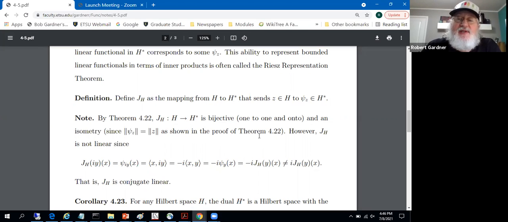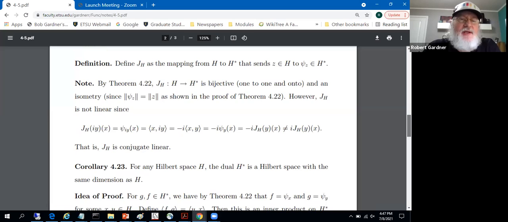And as we would see going through the proof of Theorem 4.22, we will have a corrected proof of it in the supplements, that the norm of psi sub z equals the norm of z. In other words, J sub H is an isometry. This input z that would go into J sub H has a certain norm, and its image has the same norm. Its image, the image of z under J sub H, being the psi sub z mapping. But it's not linear. It turns out it's conjugate linear.